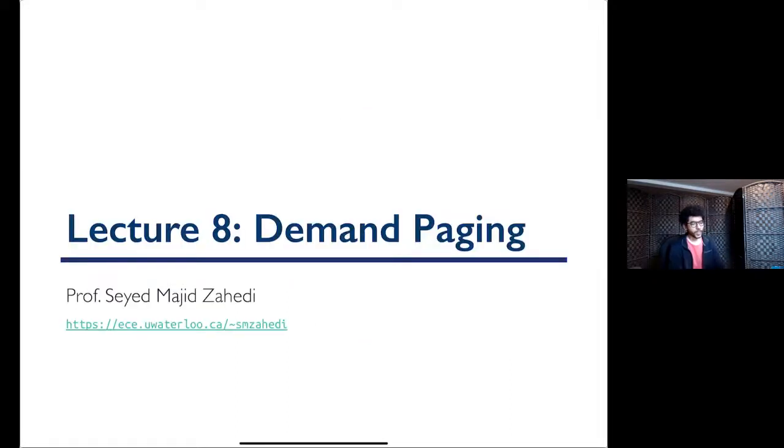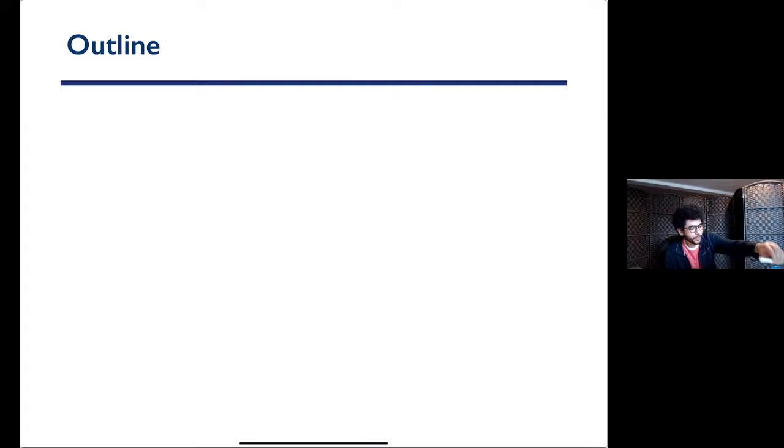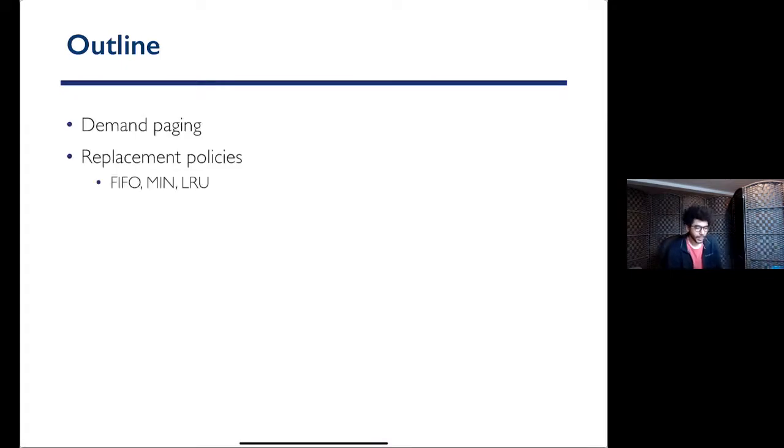Okay, so we're going to talk about demand paging. We're going to see what it is, how it's done, and then look at some approximate algorithms to implement it. These are the two: the clock algorithm and the nth chance algorithm. Okay, so what is demand paging?